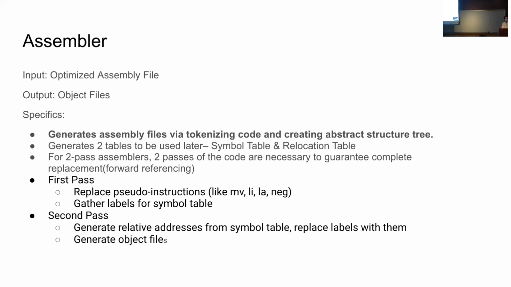And then on the second pass, it generates the relative addresses for those labels and replaces them. And then it actually generates those object files. I'll emphasize that the 2 passes are necessary because of forward referencing, such as a branch statement branching to a label that's later down in the code. The assembler runs line by line, so it has yet to see that. So it adds it to the symbol table and then later fills that in.